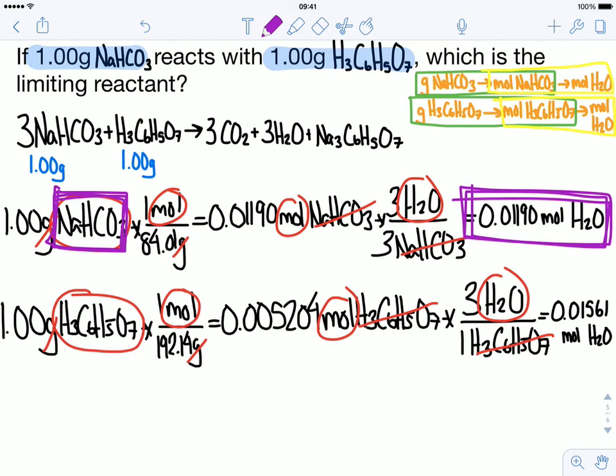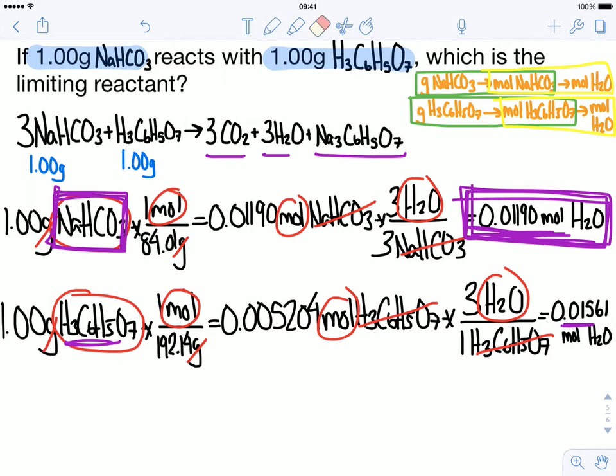Because if we look at the citric acid, we have enough citric acid to produce this many moles, but we don't have enough sodium bicarbonate to produce that many moles. We only have enough sodium bicarbonate to produce this many moles right here. Therefore, and this is the smaller number, therefore sodium bicarbonate is our limiting reactant. So that's one way you can answer this question. You're given two amounts of reactants. You can choose any of these products to turn it into, and you will get the same limiting reactant every time. But now I want to show you a different way to solve this same question.